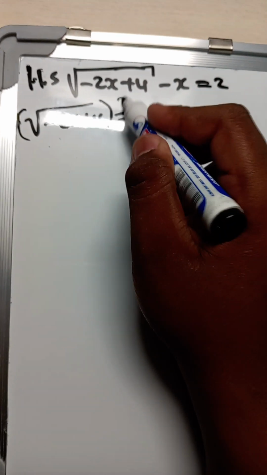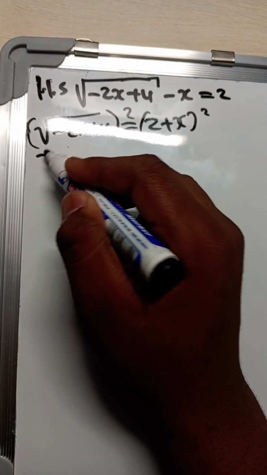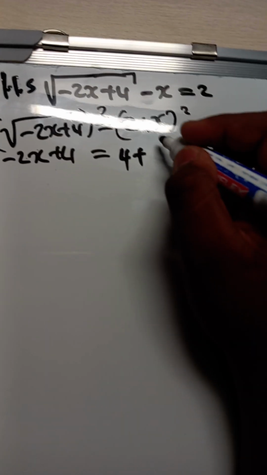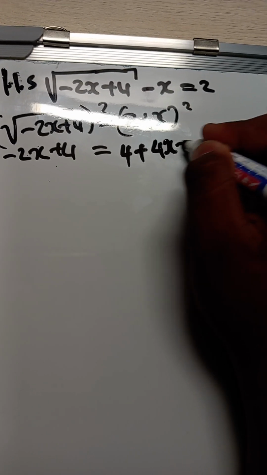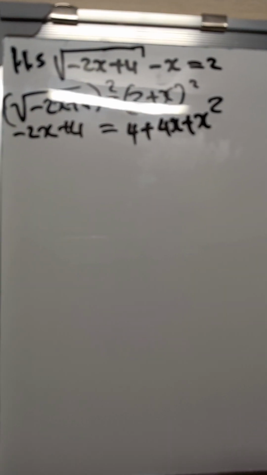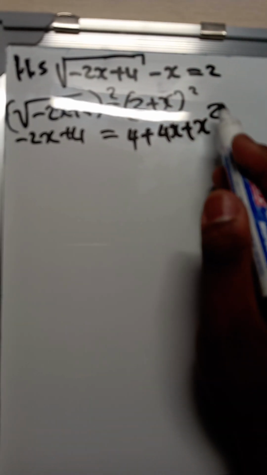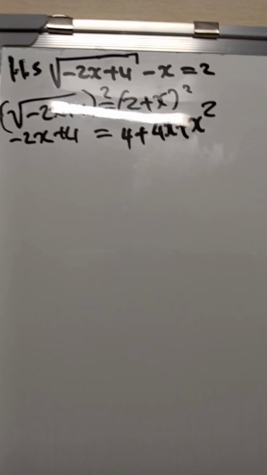Obviously, for you to remove a square root, what must you do? You must square both sides. So I'll just square here. So now I just have negative 2x plus 4 equals 2 squared, which is 4, plus 2x plus 2x, which is 4x, plus x squared, right? Now, since this is what I have, I always tell you to make sure that you just consider the side that has a positive x squared. So since there's a positive x squared on that side, everything must go to that other side.